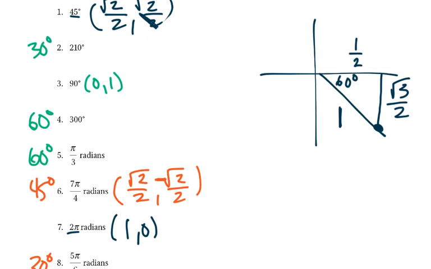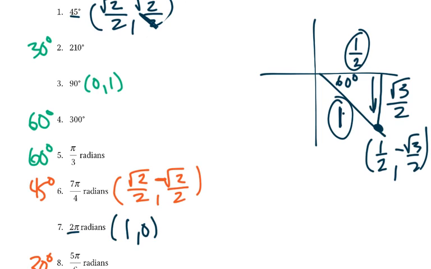Which is significantly easier to deal with. Because we know that and it's easier to connect them, we're good. So the x value here would be 1/2, and the y value negative square root of 3 over 2. Why negative? Because we went down. So for number 4, we get 1/2 and negative square root of 3 over 2.